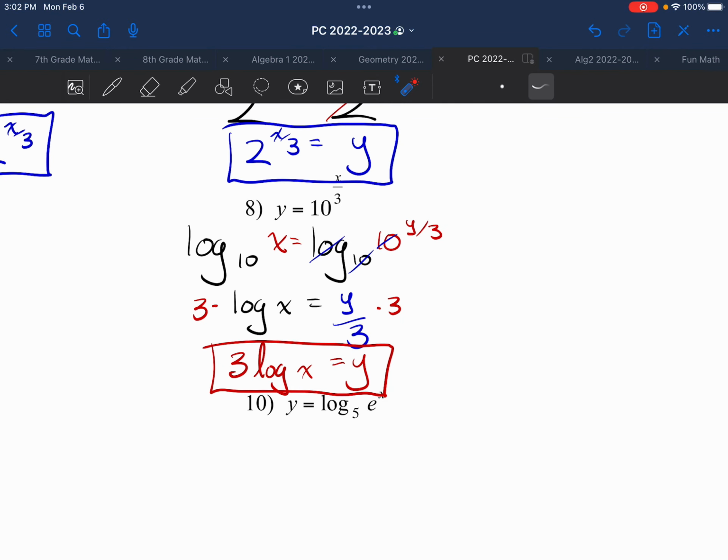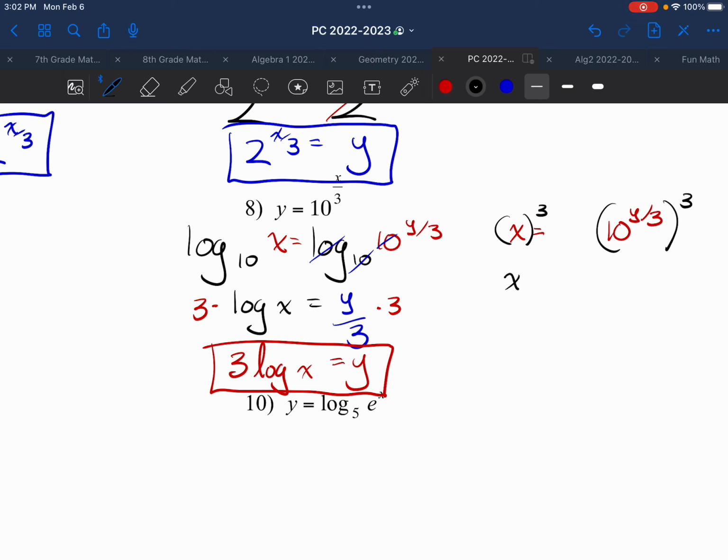There's another way to think about this problem that I'll leave you with. Here's another valid first step. We had x is equal to 10 to the power of y over 3. Instead of taking the log of both sides, this is what you could have done, and it would get you that other answer. What if I take both sides to the power of 3? You're allowed to do that.